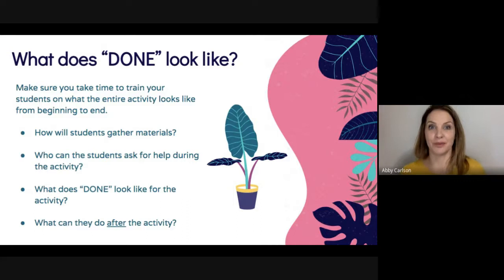How lovely would it be that when your students are done with a small group activity, it looks perfectly clean, right? Sorry, that's my type A coming out. Keep thinking, do your students know what done looks like? I know that as a teacher, I've been in a small group teaching, and a student will come up and say, I'm done. And I'll say, no, you're not, because I know what done looks like, but does my student know what done looks like?